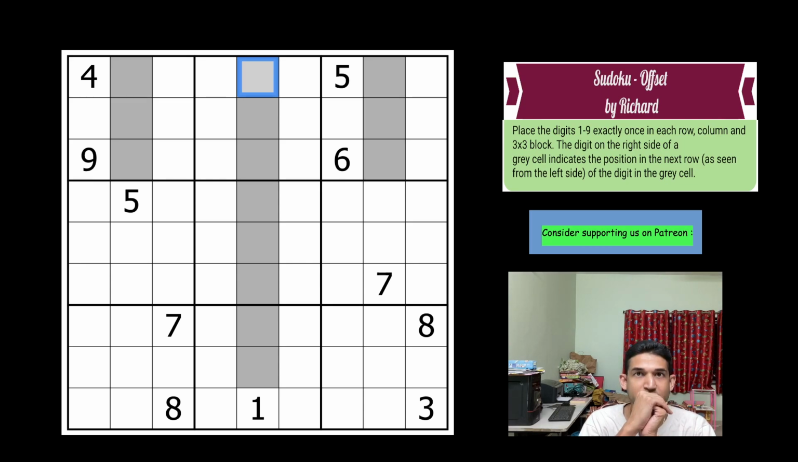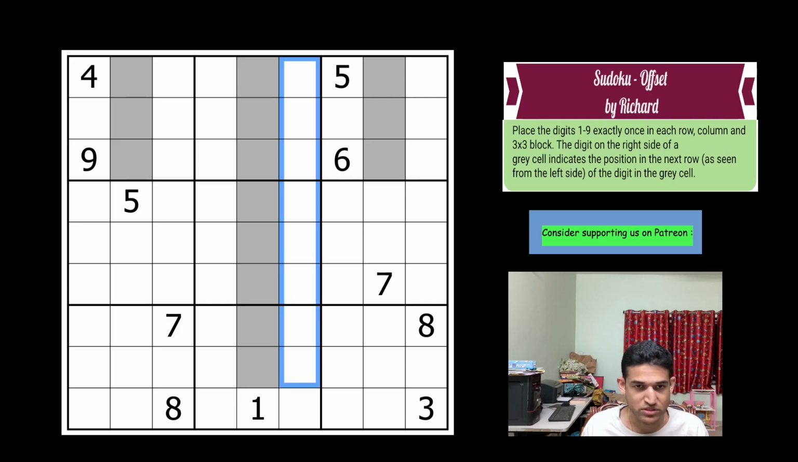So when I solved it for the first time, I missed several things in the Sudoku, which I realized later. So the first thing to see in the Sudoku is look at this column. You have every cell filled with gray except one. Now that puts tremendous pressure, tremendous restriction on these cells.